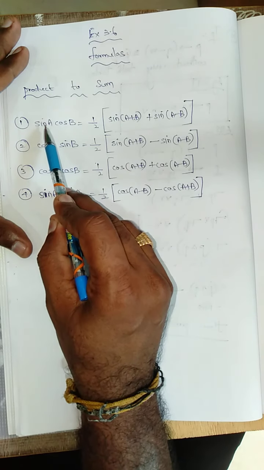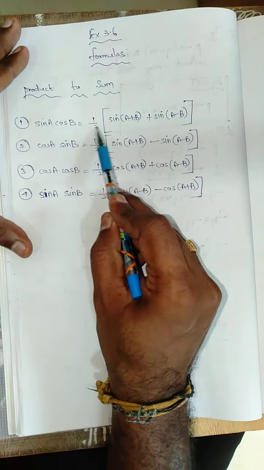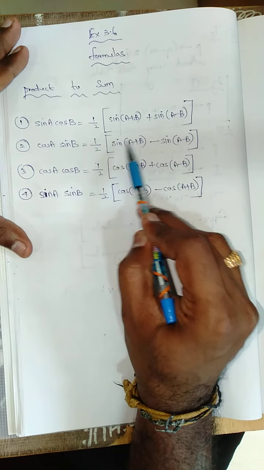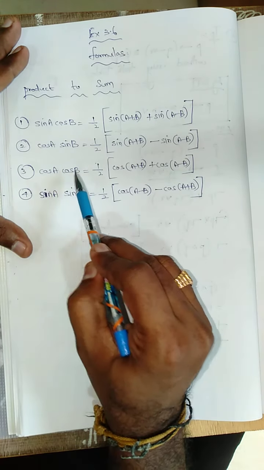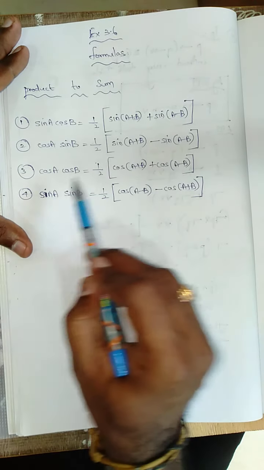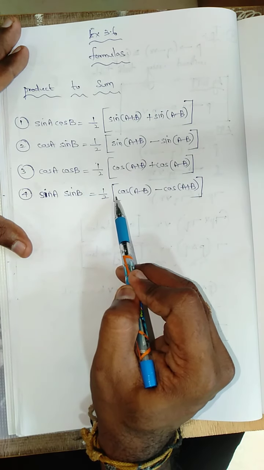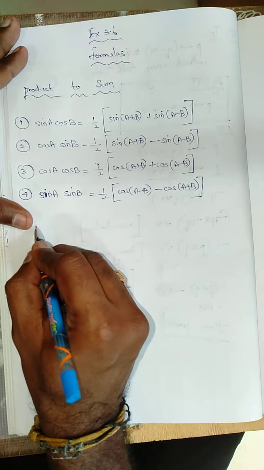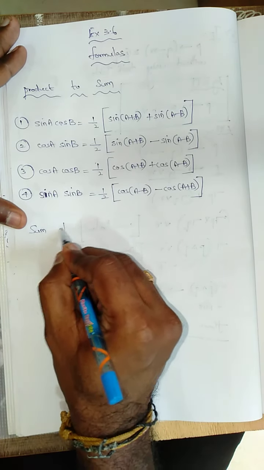I will say once again: sin A cos B is 1 by 2 sin A plus B plus sin A minus B. Cos A sin B is 1 by 2 sin A plus B minus sin A minus B. Cos A cos B is 1 by 2 cos A plus B plus cos A minus B. Sin A sin B is 1 by 2 cos A minus B minus cos A plus B. This is product to sum. Next I am going to show you sum to product.